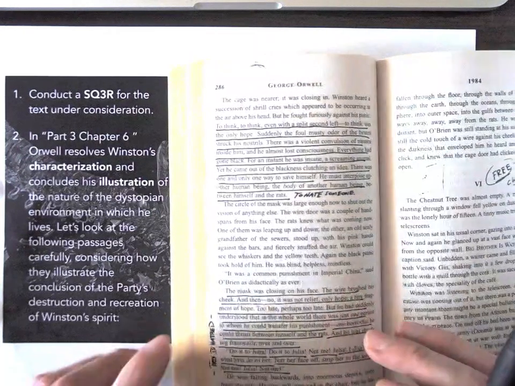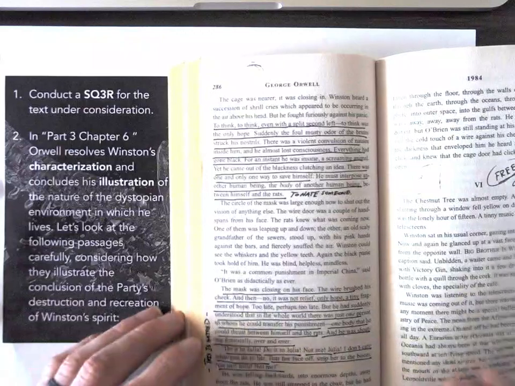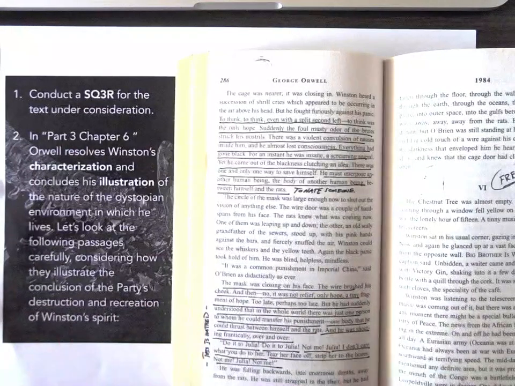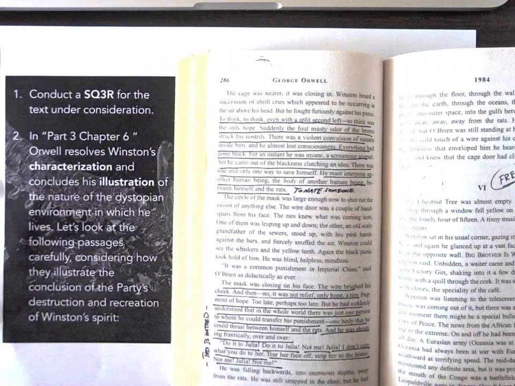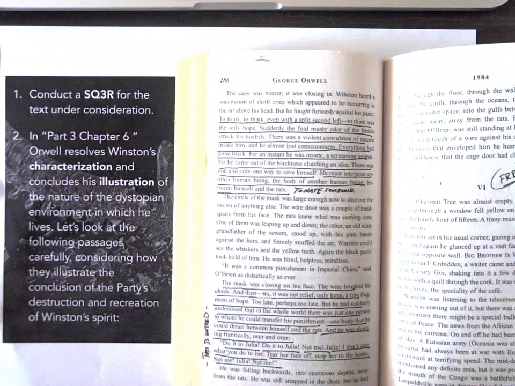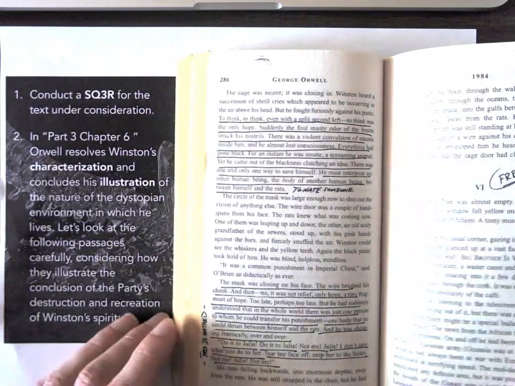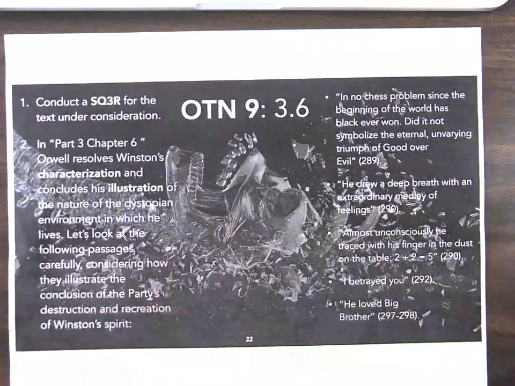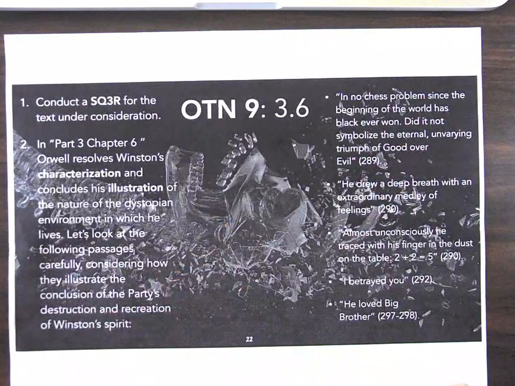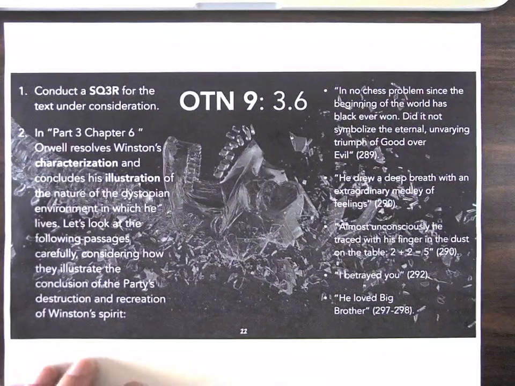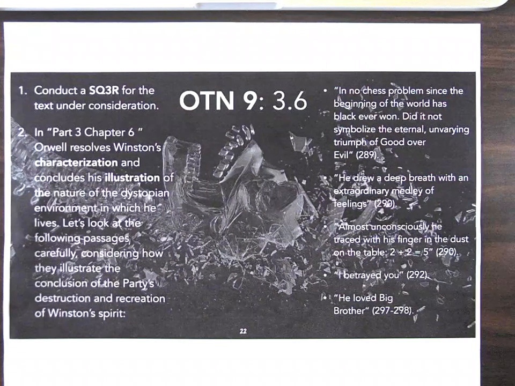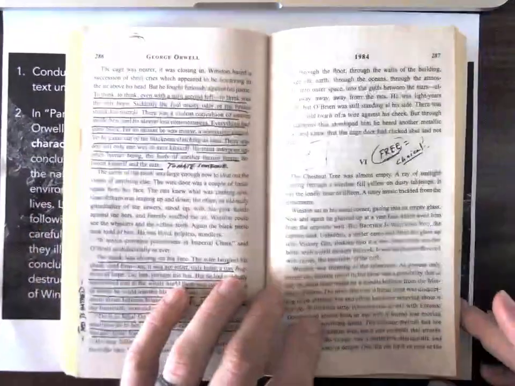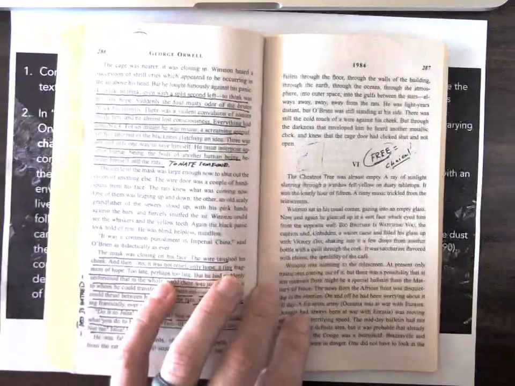We're going to analyze a series of passages and discuss the ways in which they bring Winston's character arc to a conclusion, and they conclude Orwell's depiction of the worst possible world, the world that shatters and breaks the human spirit, instead of redeeming it or upholding it and honoring it. If we turn to Chapter 6, which is on page 287, we can begin our analysis.